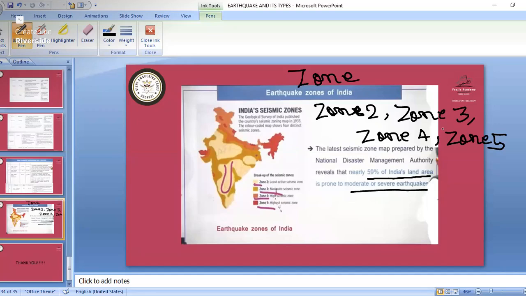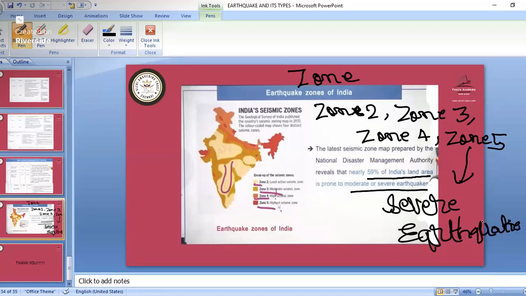Okay, so now in this zone 2, zone 3, zone 4, zone 5. In the zone 5 area, we'll have the severe earthquakes. This particular area can be seen here: all those northeastern states come under zone 5.